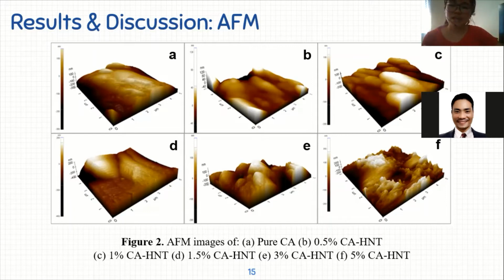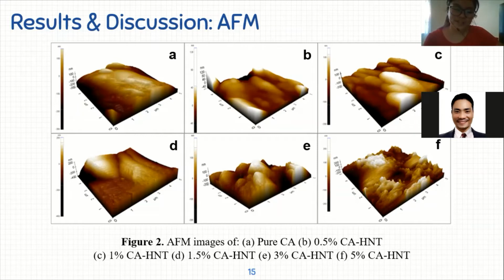Now, moving on to 0.5% of HNT added to the CA membrane, we look at figure B here. Figure B has more peaks and valleys compared to figure A. But if you look closely at each peak and each valley, it actually presents as a smooth surface. Now, looking at figure C, there are more peaks and valleys, but this time when you look closely at each peak and valley, there are actually tinier peaks and valleys within that larger region.